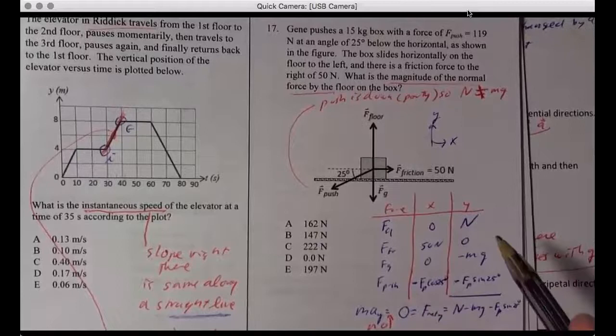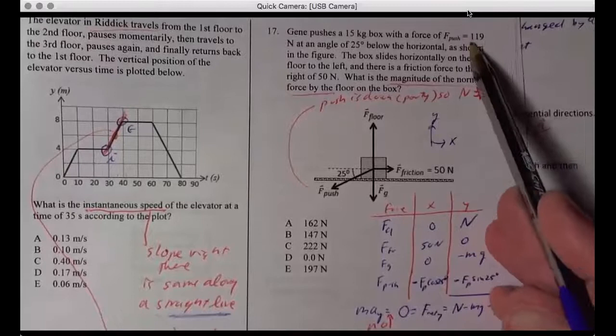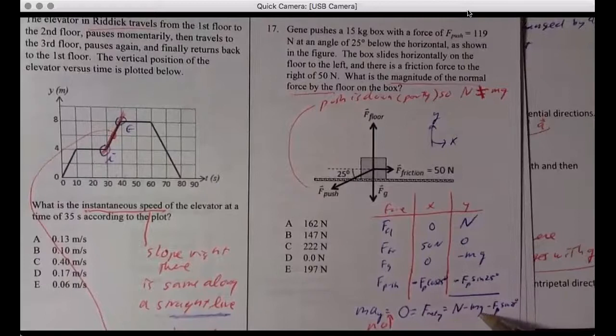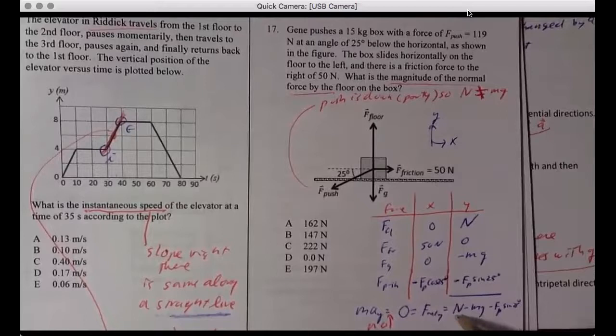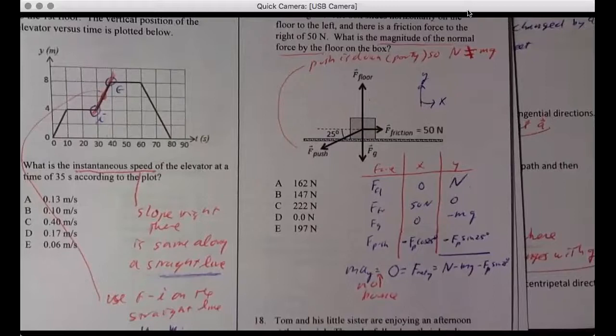And you go look up here and you see push is 119, 15 kilogram box. Get 15 kilograms. g is our friend g. That's zero. Got F push, got the sine of 25. N's the only thing you don't know. You can solve for it. And so that is how you do this one.